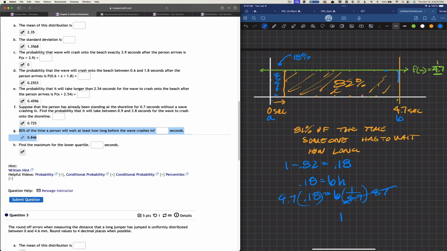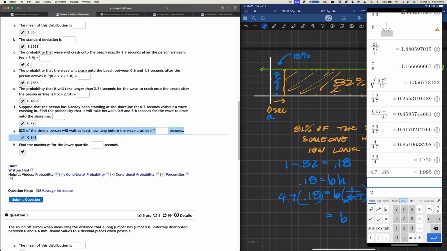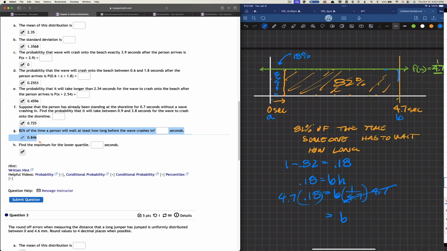And so now I have to multiply both sides by 4.7. This equals 1. I'm left with b. And over here I get 4.7 times 0.18. And I get 0.846, which is the answer. Okay? 0.846. So that's the explanation I got.